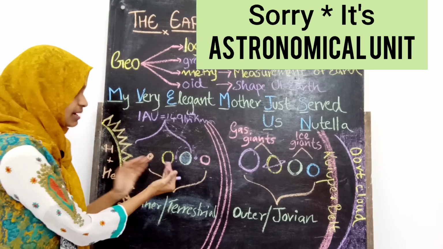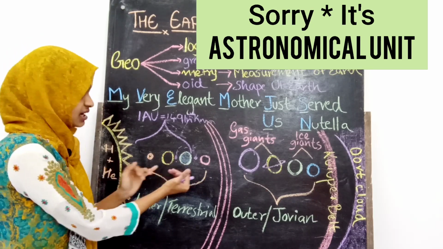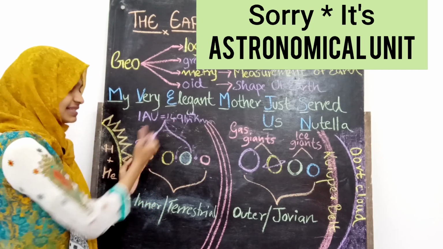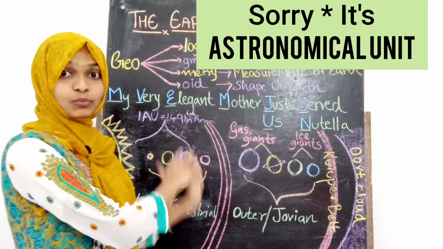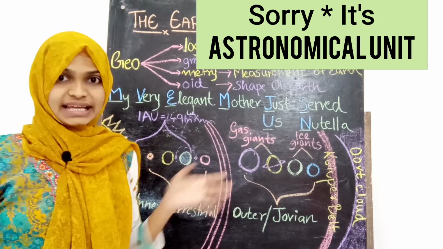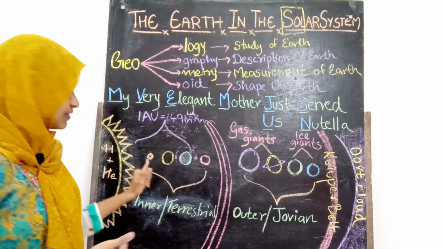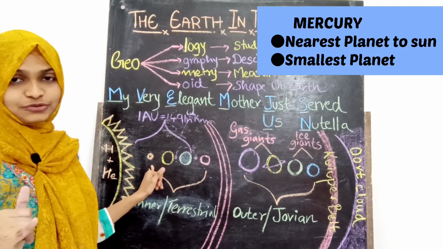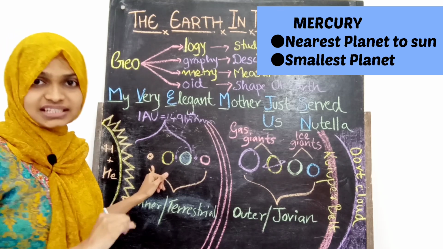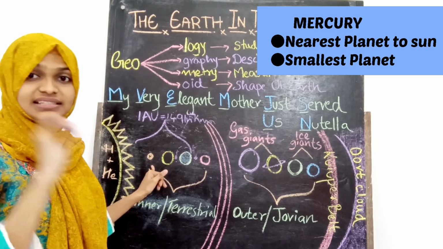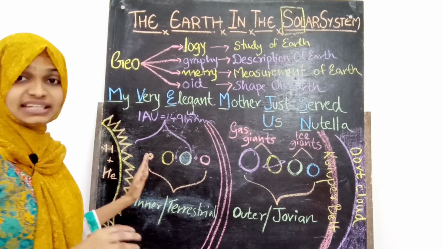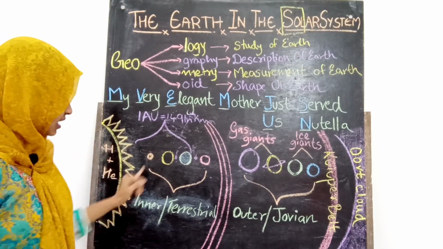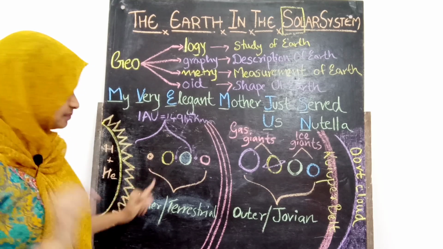So for example, Venus is very close to earth. Now Venus will have a distance less than 1 astronomical unit, and Jupiter will have a distance more than 1 astronomical unit. So let's see these planets. So the first planet is the Mercury. Now Mercury is the nearest planet to the sun, and it is the smallest planet in the solar system, and it is very hot.